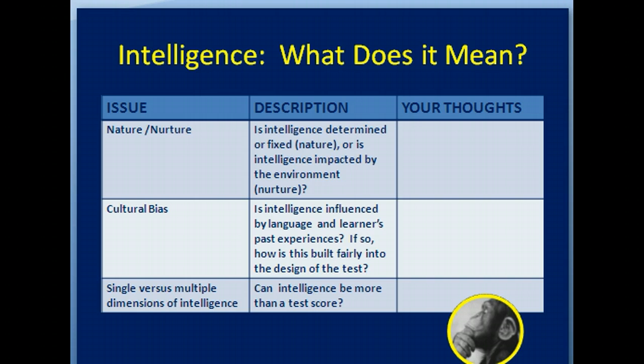So jot down your thoughts relative to that issue, and then go on to the cultural bias issue, and then the single versus multiple dimensions of intelligence issue. This is just to get your mind thinking about intelligence and perhaps the different ways in which we can look at intelligence and the different factors that impact our view of intelligence.